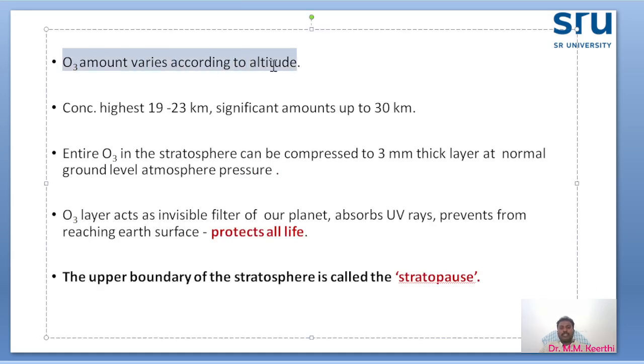Here the ozone layer is present, particularly at the highest concentration from about 23 kilometers up to 30 kilometers. The entire ozone in the stratosphere, if compressed, would make a layer about 3 mm thick at normal ground-level atmospheric pressure. The ozone layer acts as an invisible filter of our planet. It absorbs all the harmful UV rays and prevents them from reaching the Earth's surface. That's why it protects all life. The upper boundary of the stratosphere layer is called the stratopause.